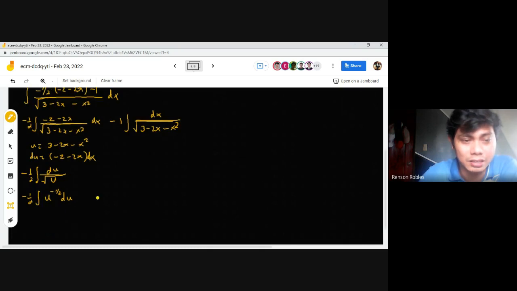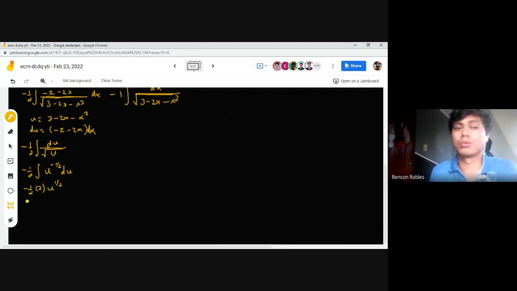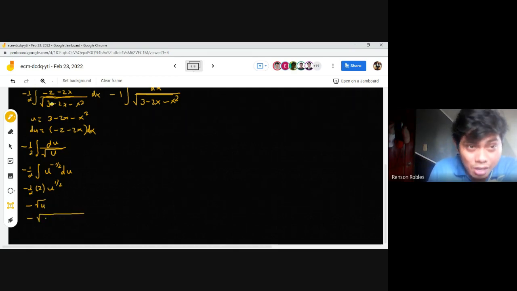Then integrate. Negative 1 half, u to the negative 1 half plus 1, 1 half, get the reciprocal, 2. And then you now have negative u raised to 1 half is square root of u. Negative square root of 3 minus, ito yung u natin, 2x minus x squared. And we are done with the first term.